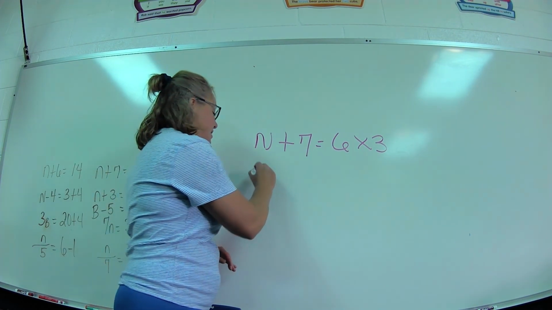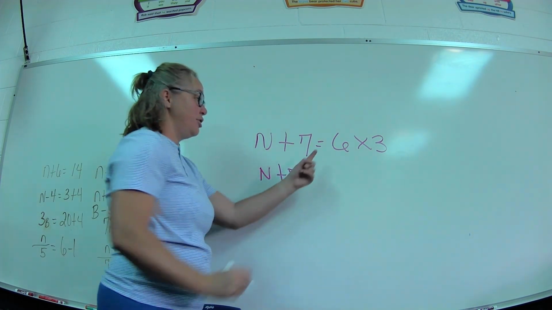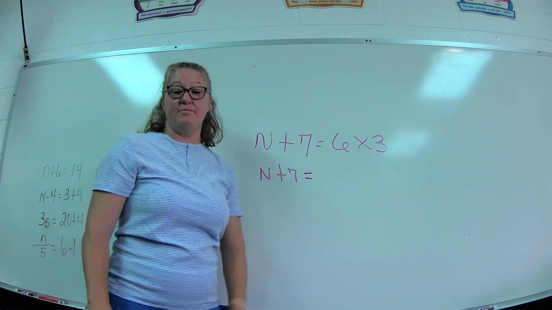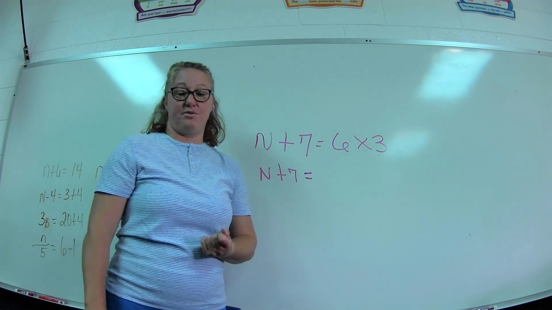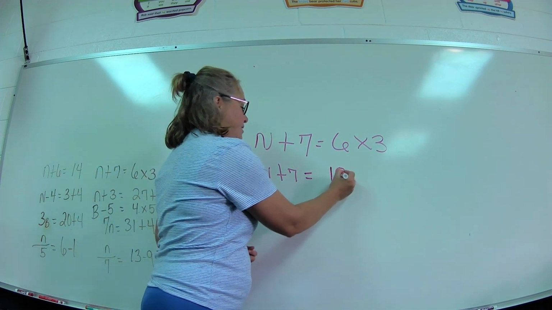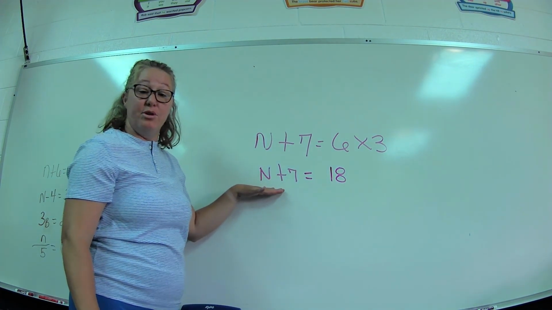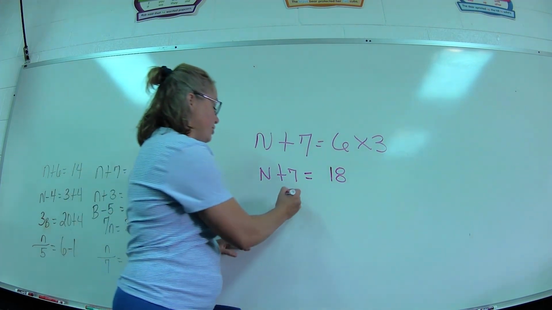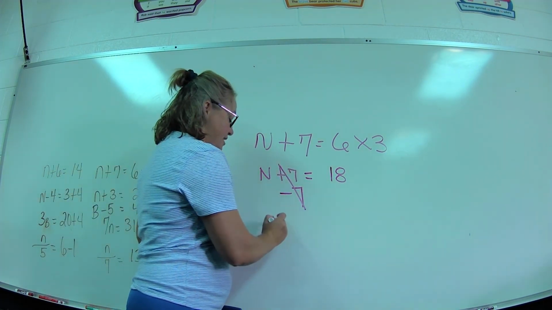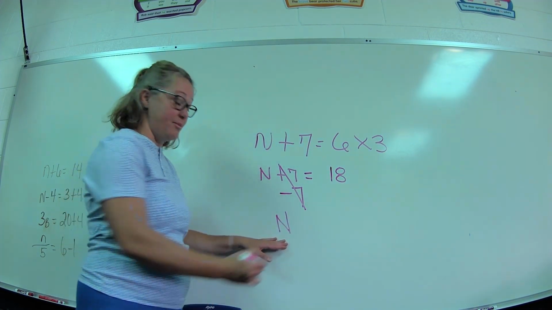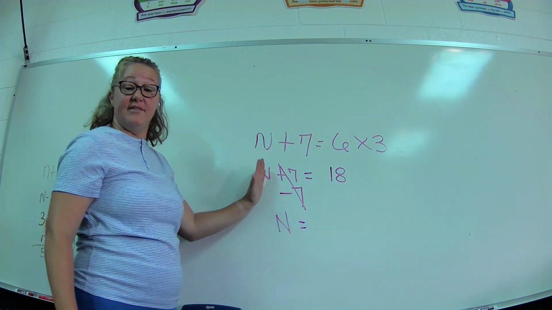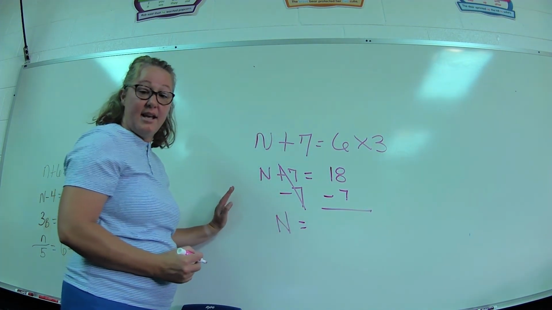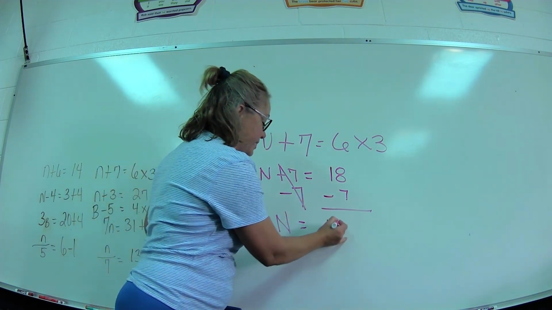So we're going to rewrite N plus 7. We're going to use our equal sign. We can solve 6 times 3. What is 6 times 3? It's 18. All right, now I need to get my variable by itself. So because, again, this is addition, we're going to subtract 7 over here. That's going to leave me with just my variable. But because I subtracted 7 from this side, I have to subtract 7 from that side. And 18 minus 7 gives me 11.